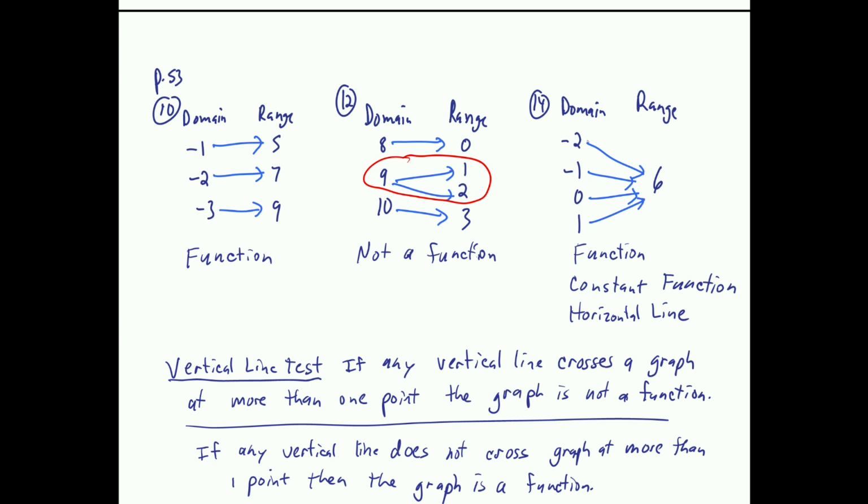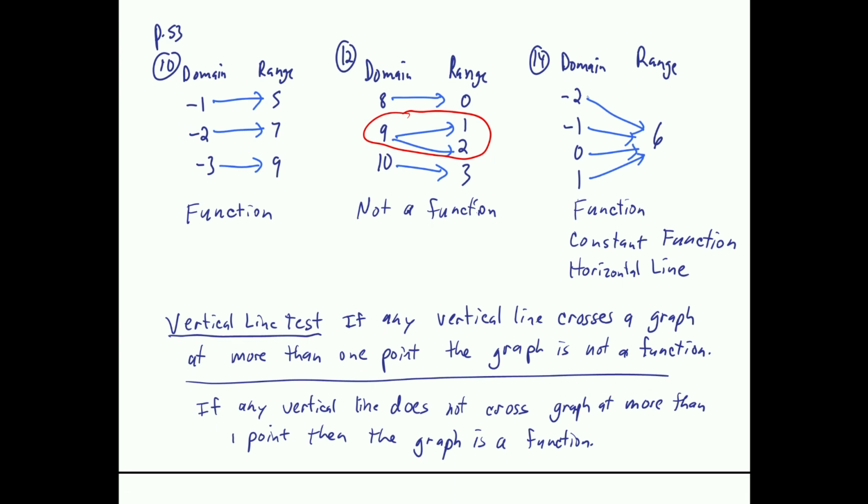If we go back to 12, if we graph those points, in particular the 9, 1 and 9, 2, those points are going to fall on a vertical line. So what we can do is make use of the vertical line test, which says that if any vertical line crosses a graph at more than one point, the graph is not a function. Another way to think about that is if no vertical line crosses a graph at more than one point, then the graph is a function. So that's another way we can look at the vertical line test.